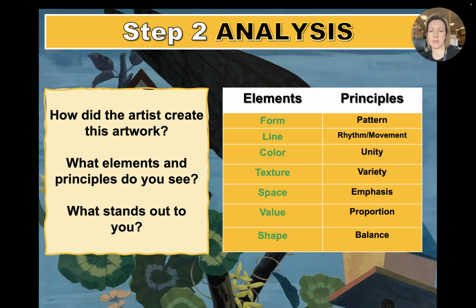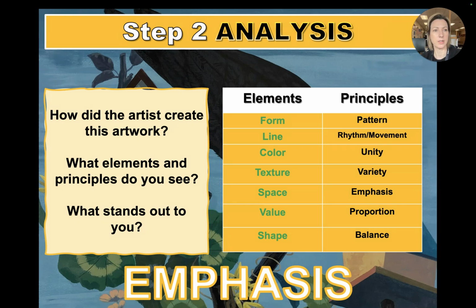When I'm doing an analysis, I immediately like to think about what is emphasized first. Where does my eye go first? And then I'll go back and see, okay, what elements are they using? And then what elements are they using to create what principles? You want to just pick a few that stand out to you. You don't need to go through this whole list. I would think about 3 to 4 maybe to discuss in your writing.